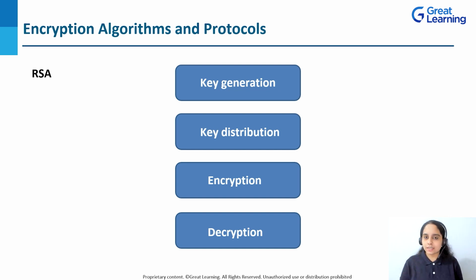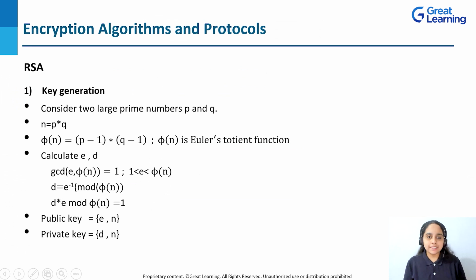RSA includes four steps. The first step is key generation. The second step is key distribution. The third step is encryption and the last step is decryption. So let's discuss each step one by one. The first step in the RSA algorithm is key generation.